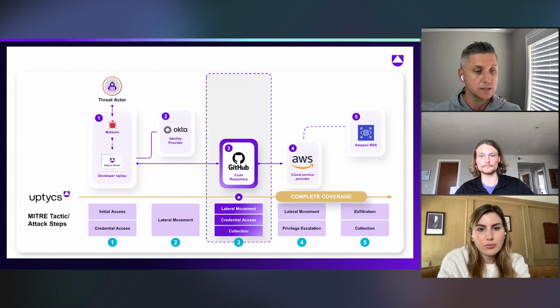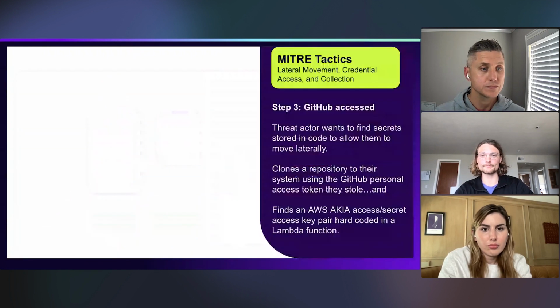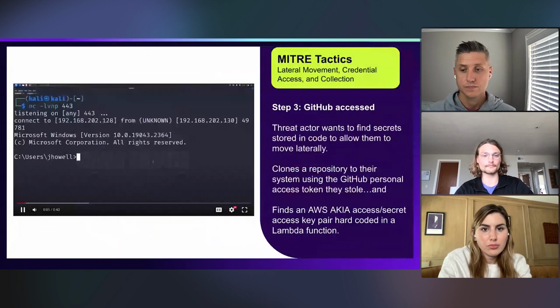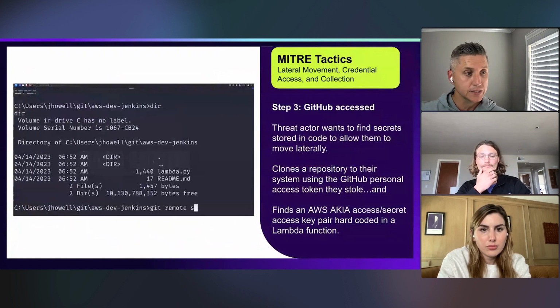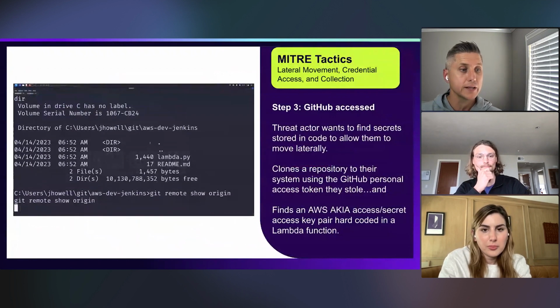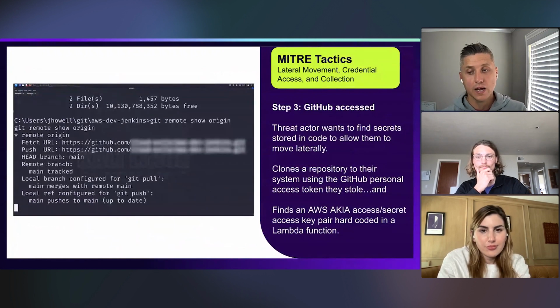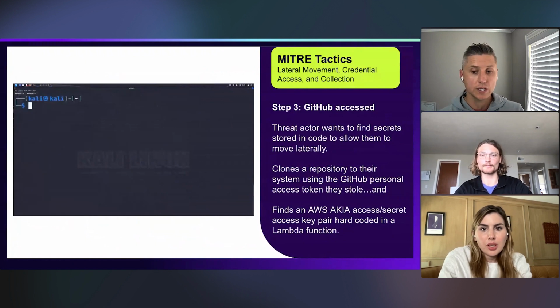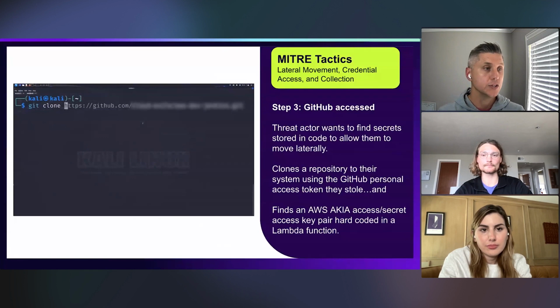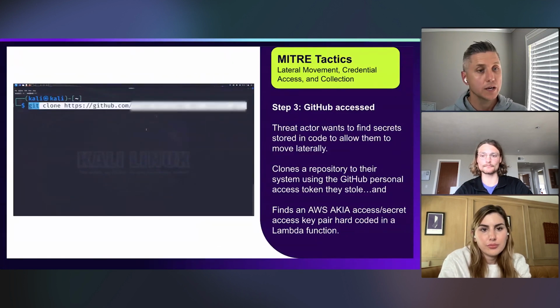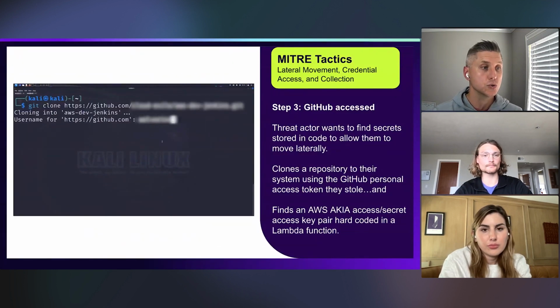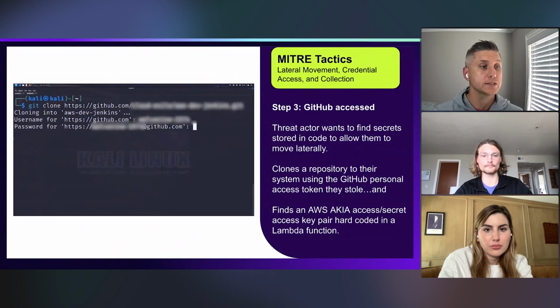Let's go to the next slide, Jeremy. So again, threat actor has access to developer's laptop. They find an AWS dev Jenkins file. And on this file, they show any remote repositories associated with it. Using the fetch URL, the threat actor is able to clone a particular repository to the threat actor's machine.